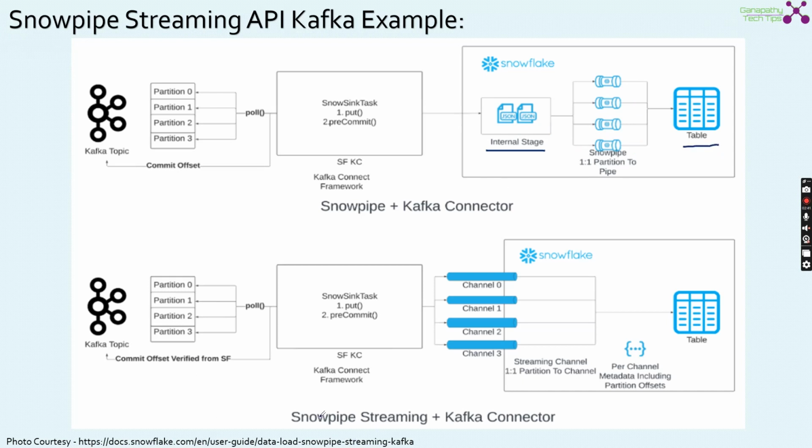Whereas if you can see at the bottom for the Snowpipe streaming plus Kafka connector, instead of staging those things into files, you can directly utilize the channels. Here the channels are directly streaming the data into the Snowflake table. That is the reason why this is the ideal option for your continuous real-time streaming applications.